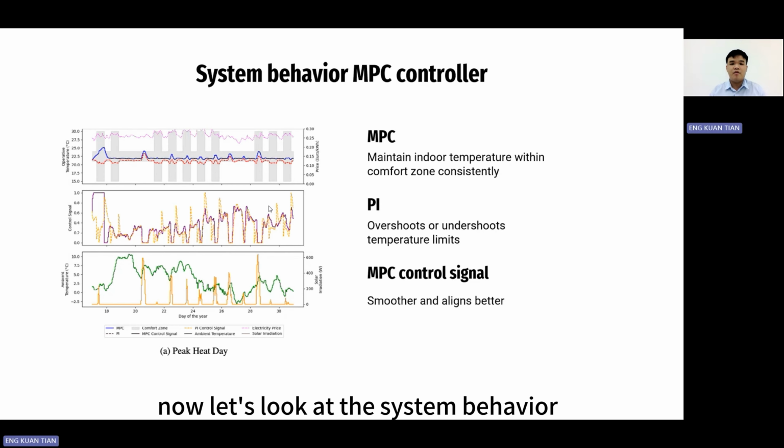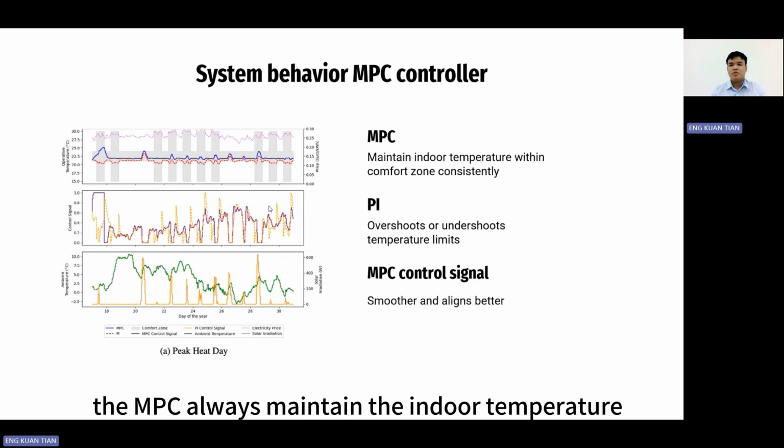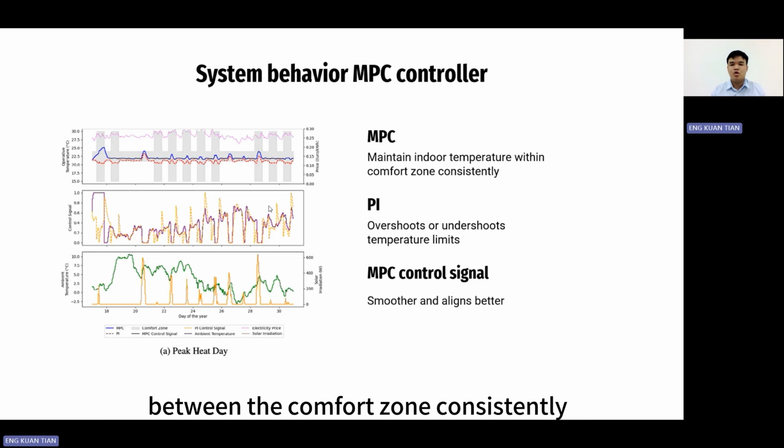Now let's look at the system behavior of the MPC controller. For the first graph, we can notice that the MPC always maintains the indoor temperature within the comfort zone consistently, while the PI overshoots or undershoots the temperature limit. In the middle panel, the MPC control signal is smoother and aligns better with the heating demand and electricity price pattern.